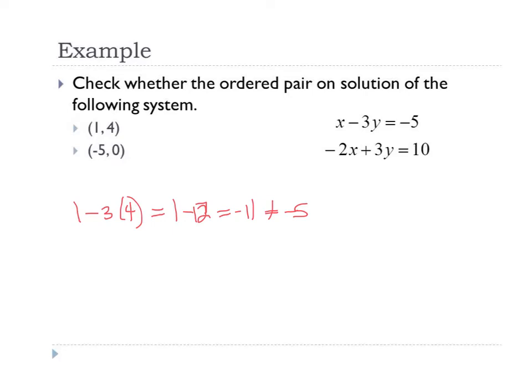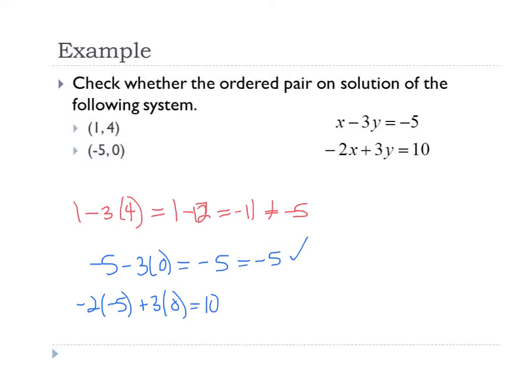So let me try negative 5, 0. Negative 5 minus 3 times 0 would be negative 5. So that equals negative 5. That one works in the first one, so all I'm doing is plugging in x and y, and that is 10 in the second. There we go. So that's just a check. If we graphed these two lines, they would cross at that point. That's what that would mean.